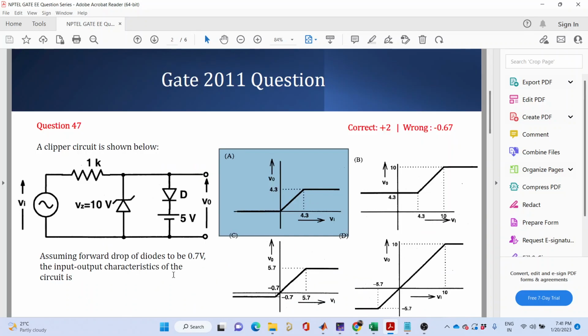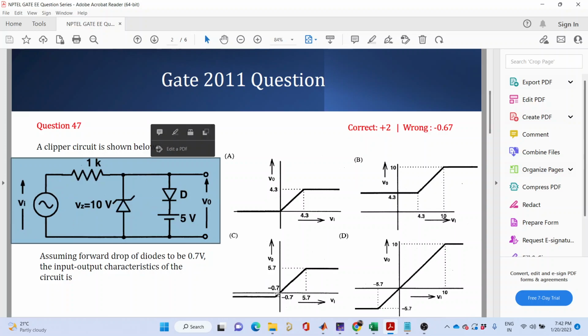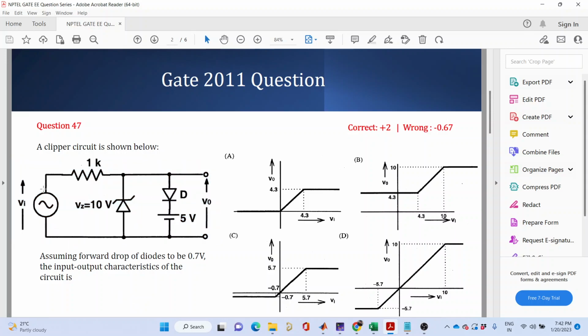And that is what you are seeing in this option. The moment VI becomes 5.7 volt, it remains at 5.7 volt. When VI was less than 5.7 volt, the Zener diode is acting as reverse biased and the diode D is also reverse biased. So there is no path for the current to flow. As a result, there is no potential drop across this resistance and V0 equals VI. This is what this straight line of unity slope indicates. Correct? Yes, sir. Now let us see what happens in the negative half cycle.